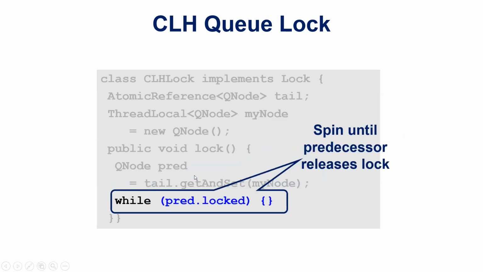After that, we are maintaining the loop. It will spin until pred.locked is false. So whatever the pred.locked value is, it is true, that's why it will spin on this particular while loop. This is called a wait loop. Once the predecessor updates the locked value to false, then it will exit from this particular block.